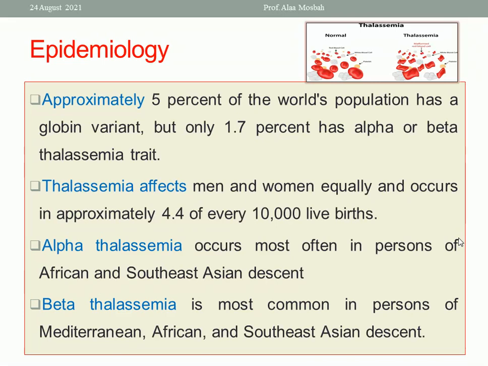What about the epidemiology? Approximately 5% of the world's population has a globin variant, but only 1.7% has alpha or beta thalassemia trait. Thalassemia affects men and women equally and occurs in approximately 4.4 of every 10,000 live births. Alpha thalassemia occurs most often in persons of African and Southeast Asian descent, while beta thalassemia is most common in persons of Mediterranean, also African and Southeast Asian descent.